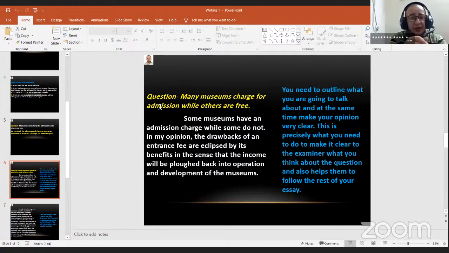In the sense that the income will be plowed back into operation and development of the museums. That is a full thesis statement for the introduction. That means it's a perfect introduction. Let me repeat. How to write the introduction.